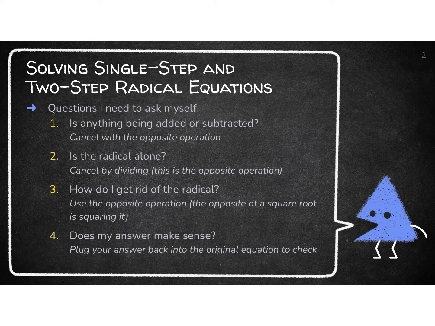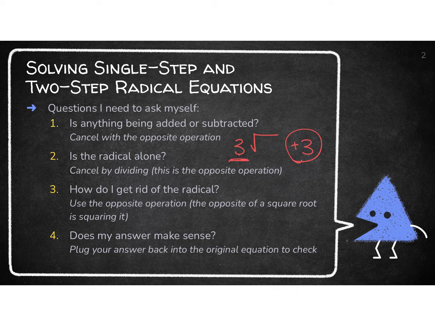So here are the steps you're going to go through. Is anything being added or subtracted? When you're looking at that, you're looking at things that are outside the radical. So if I give you this and then I have plus 3 at the end, this is not underneath the radical, so that's outside the radical. That's what we have to get rid of first. Then we're going to get rid of anything that's on the outside of the radical, maybe in the front, by dividing that out.